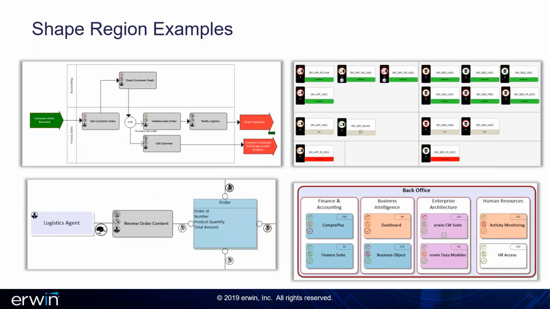Here are a few shape region examples. The top left diagram is a process flow with shape regions on process objects. The bottom right is an application architecture diagram with shape regions on applications. I'll go into that one in a little bit more detail. The top right is a technology diagram, and the bottom left is an impact analysis diagram that shows me an entity on the right. So I'm going to start with this one.